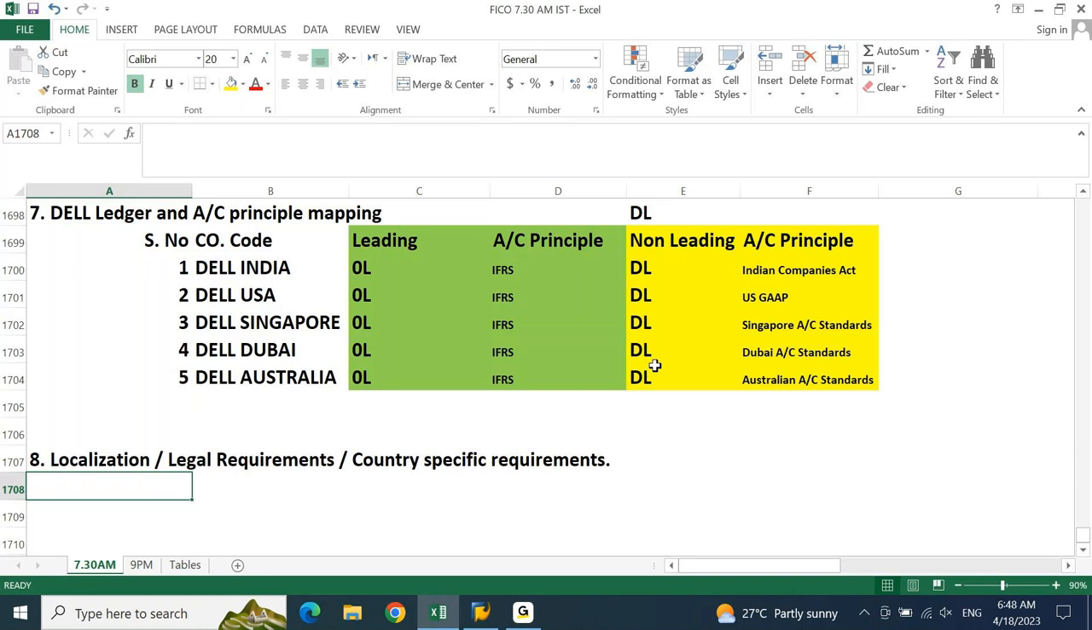Okay. Would it be possible for you to give us some benefits of using IFRS as the company goes to the non-leading ledger here? We understand that based on what you meant by the leading ledger, there is legal or localization, but give us some benefits as far as why a company is using IFRS, please.